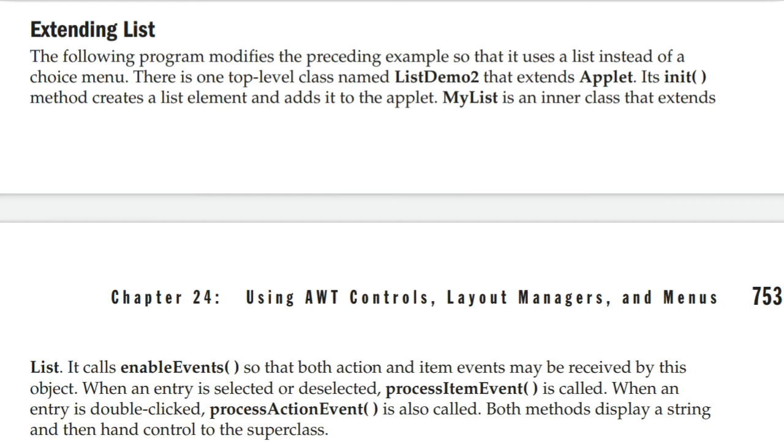Extending List. The following program modifies the preceding example so that it uses a list instead of a choice menu. There is one top-level class named ListDemo2 that extends Applet. Its init method creates a List element and adds it to the applet. MyList is an inner class that extends List. It calls the enableEvents method so that both action and item events may be received by this object. When an entry is selected or deselected, processItemEvent is called. When an entry is double-clicked, processActionEvent is called. Both methods display a string and then hand control to the superclass.